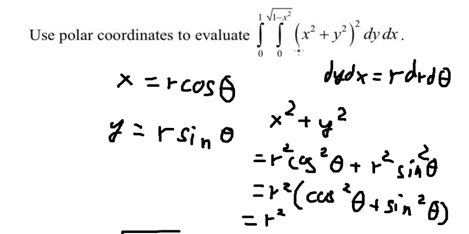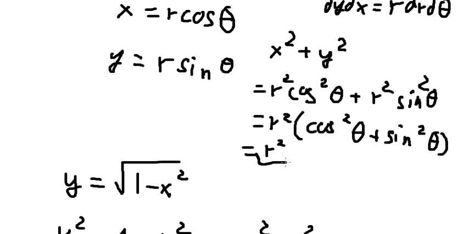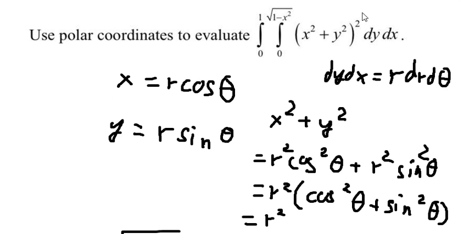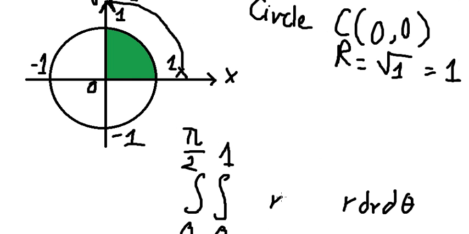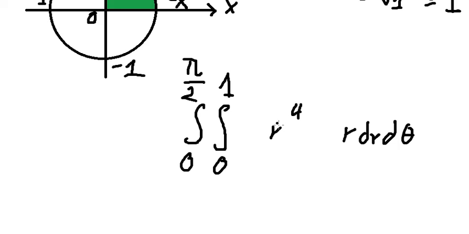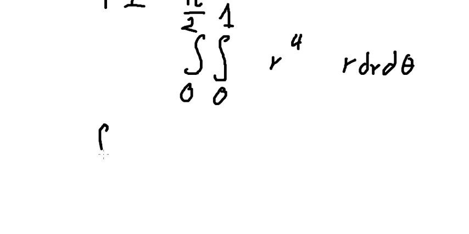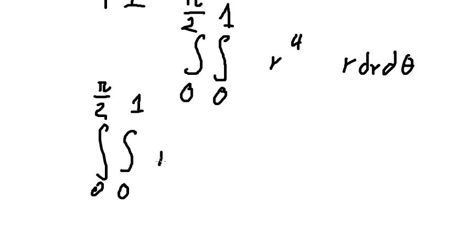The next one, the function x squared plus y squared, we change to r squared in here with the power 2. That's r to the power of 4. Now we need to calculate this one. R to the power of 4 times r, we have r to the power of 5 dr d theta.